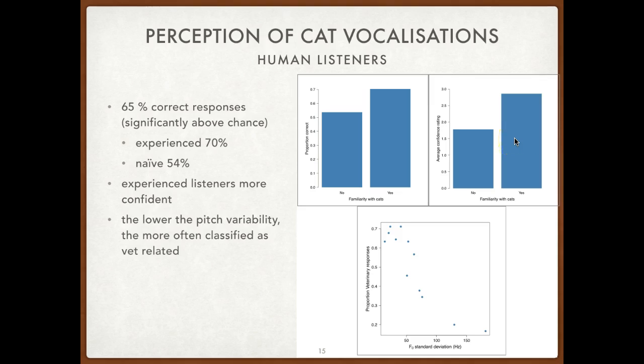And we also found a correlation between the variability in pitch and the proportion of their responses. So the lower the pitch varied, the more often this meow was classified as vet-related.